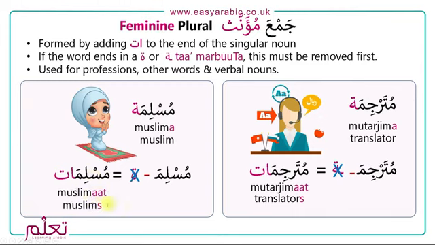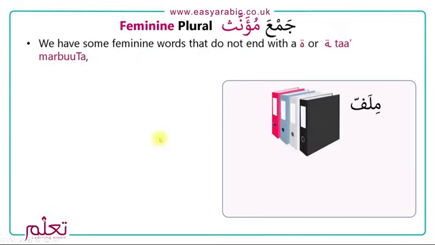Okay, so that is your feminine plurals, mutarjimat and muslimat. Now we do have some words that don't end with ta marbuta. So here we've got milaf, which is a file. So here we just add the alif ta because there is no ta marbuta. So your milaf plus alif ta equals milafat.